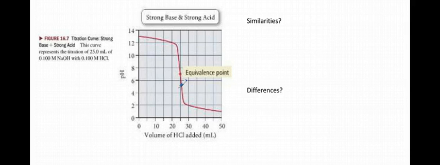Differences. This is where I come up with some more. Where do we start? We start off at 13. Why is that? Because we have only base in here. So this is going to be a very, very basic solution. Notice that until we hit the equivalence point, my pH is in the base range. Okay, so we start off as a base, but the pH keeps dropping as you add more and more hydrochloric acid. Once we hit the equivalence point, the pH continues to drop until we get close to 1.